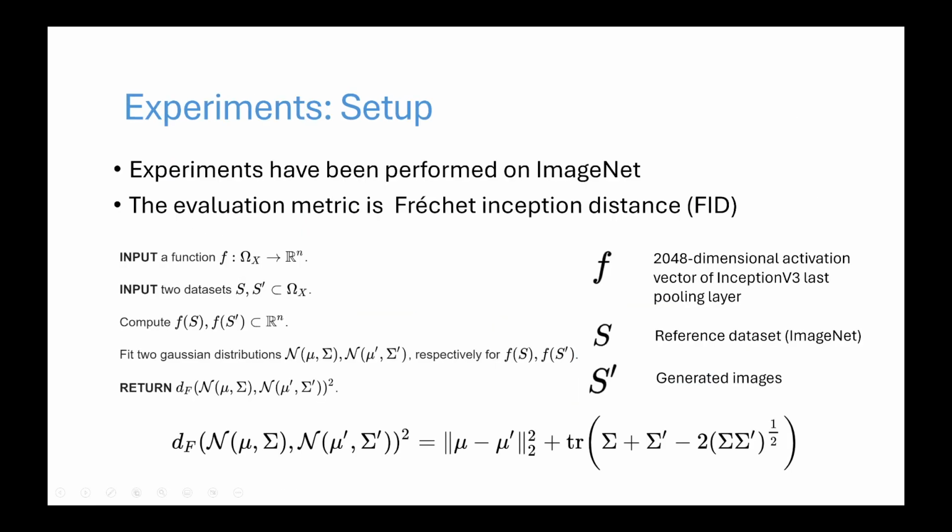Experiments are performed on ImageNet, a standard in vision models benchmarking. A widely used metric for image generation is Fréchet inception distance. It basically compares the distance of the 2048 size features obtained after applying Inception v3 backbone to a reference dataset, in our case ImageNet, and also to the generated images, then fitting Gaussians on them and computing the Fréchet distance between them.